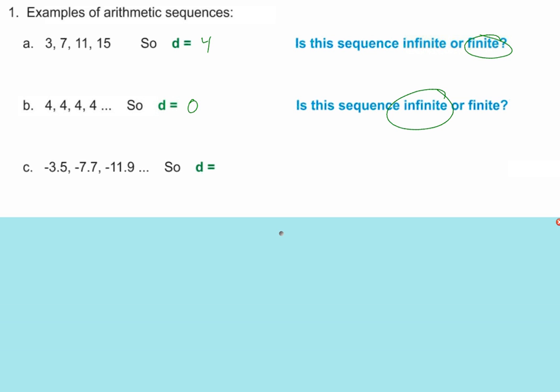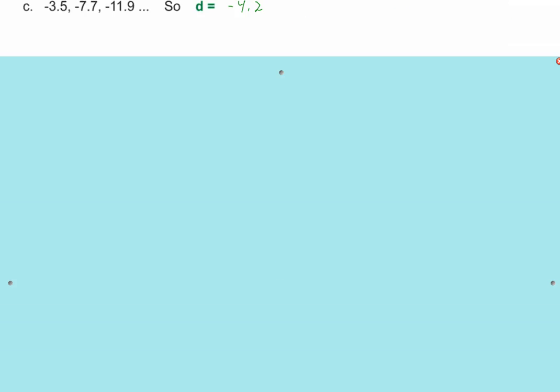Here, I'll give you a hint. If you were doing A, you could do 7 minus 3 and get 4. If you're doing B, you could do 4 minus 4 and get 0. So on C, you could do any term minus its previous term, and hopefully you end up with, what does that give you? A negative 4.2. Piece of cake, no sweat. Everything's fine. Everything's grand.